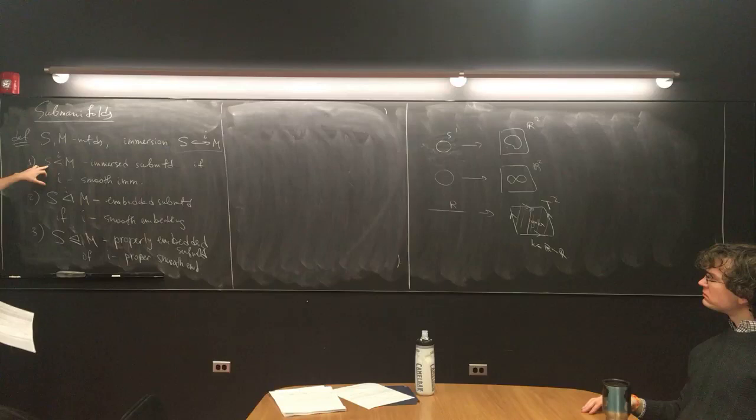And an immersion is a local embedding. That's what you asked. Immersions are the same as local embeddings, which means that if you restrict to a sufficiently small neighborhood of any point, then it will be an embedding of that neighborhood with whatever the image of that neighborhood is. Right?